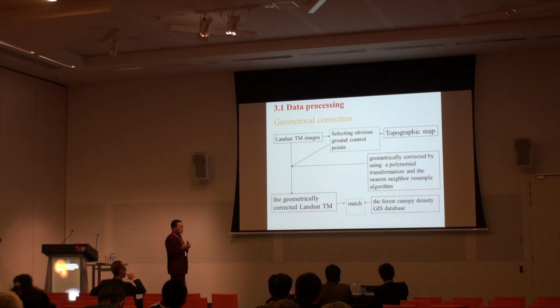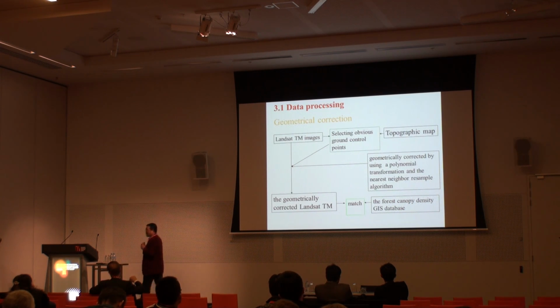Use these control points and a polynomial transformation model to predict the Landsat TM. And the nearest neighbor sampling algorithm was used. And now we got the geometrically corrected Landsat TM. And then we match the GIS database very well, so we can use the two data to discover some knowledge.